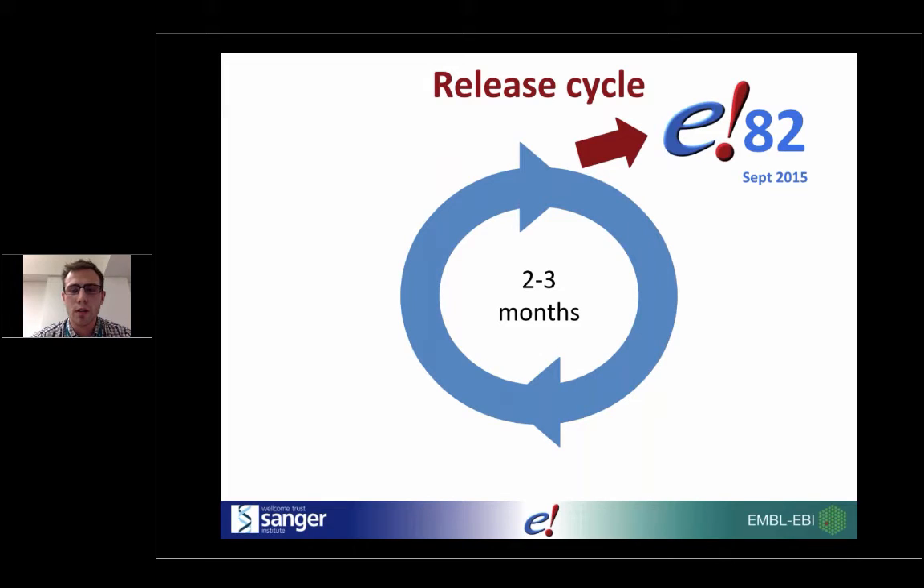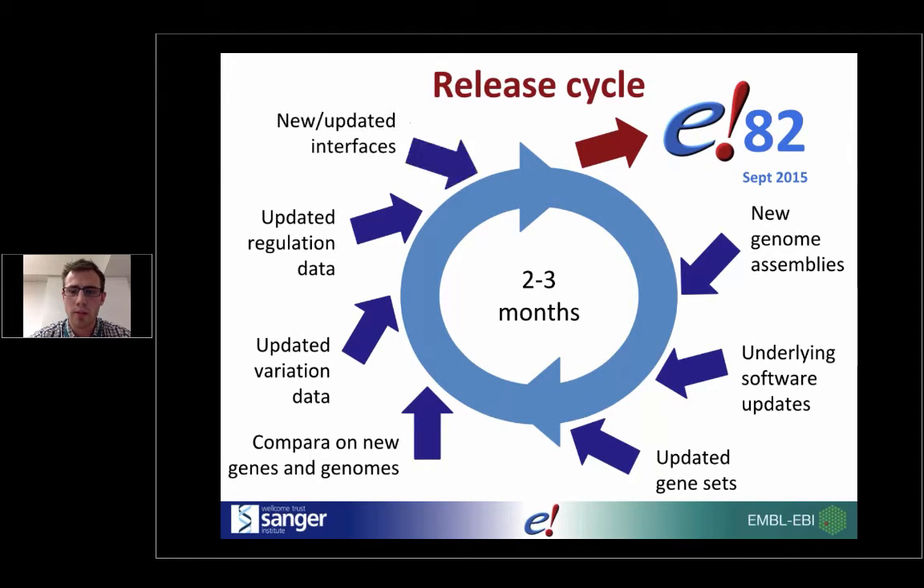So Ensembl works in a release cycle mechanism. Our last release was Ensembl 82 in September of 2015 this year. Since then, we've included a large amount of new data, new software updates, and we've updated interfaces and usability. We package this all together and release it in a new release that we've marked as Ensembl 83. This was released at the beginning of last week, and is the reason for this webinar.